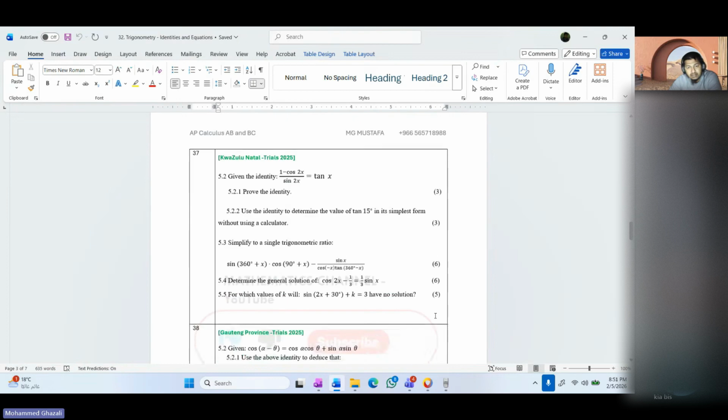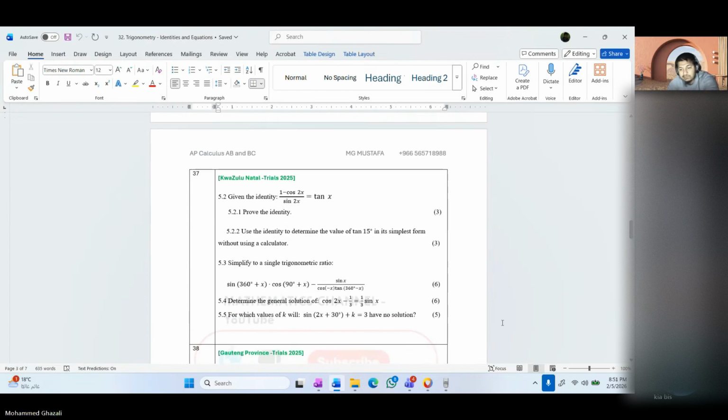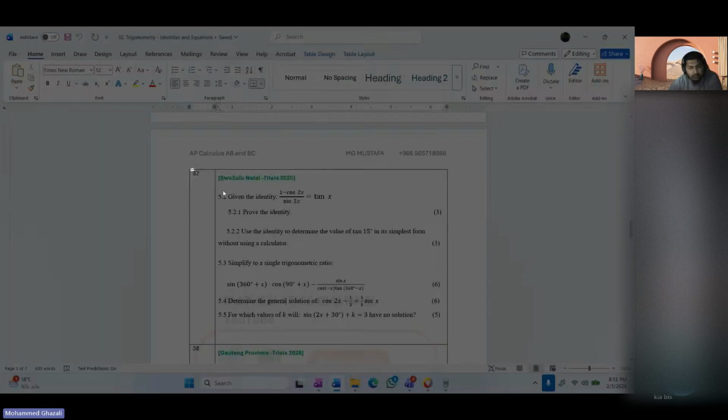All right, let's look at the KZN paper, and then we'll end off after this. I will try to go over it quickly.